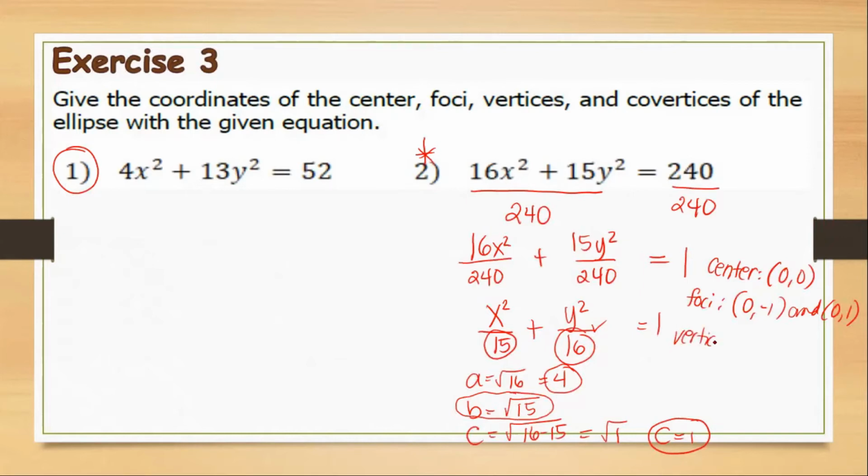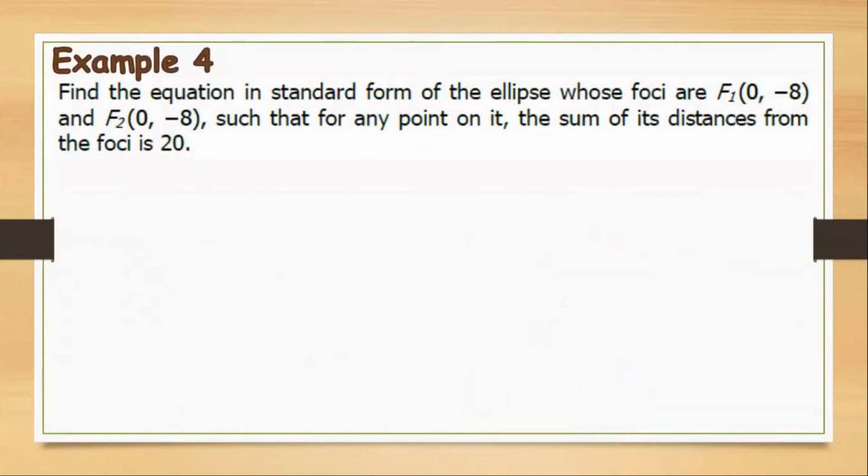The vertices found at 0, -4, and 0, 4. And lastly, the co-vertices found at negative square root of 15, 0, and positive, sorry, that's positive square root of 15, 0. Those will be the co-vertices of our ellipse. So that's it. Let's continue again with our example 4.